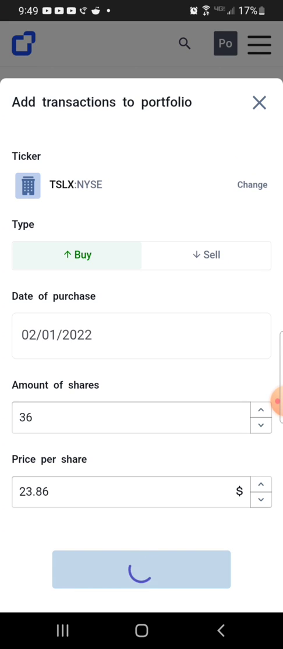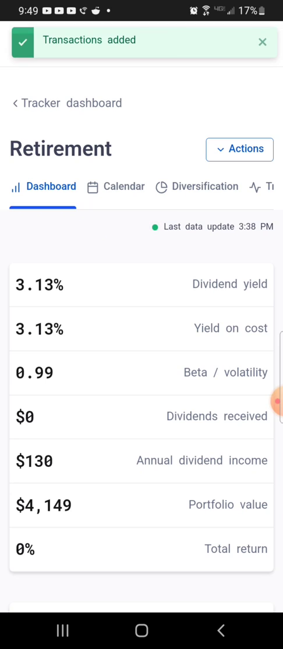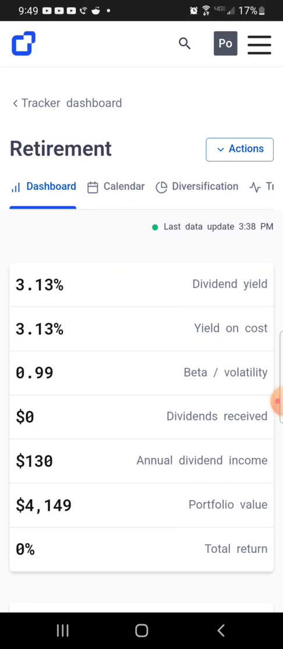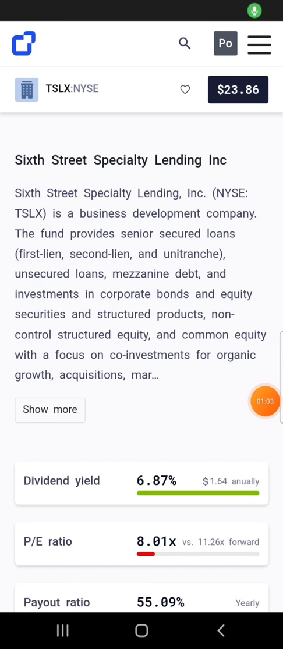Add transaction. Oh, you see how the yield jumped up? We in the threes now. Now let's take a look at that. All right, 6th Street Specialty Lending. 6th Street is a business development company. The fund provides senior secured loans, unsecured loans, investments in corporate bonds and equities, and secured products.